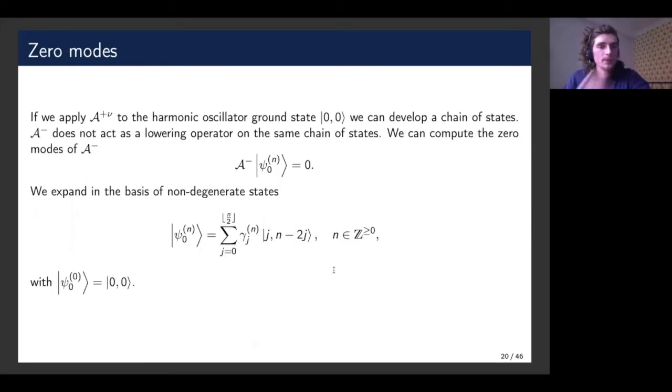Okay, and so another byproduct of this is that we can take, for example, A plus to the nu, apply it to the ground state, and develop a chain of states. But it can be shown that A minus does not act properly as a lowering operator on the same chain of states. And so while we can build the states with A plus, we cannot go down them with A minus. And so to that end, it seems sensible to categorize all of the zero modes of A minus. And this will define the beginnings of the chains of states that I mentioned we'd find earlier.